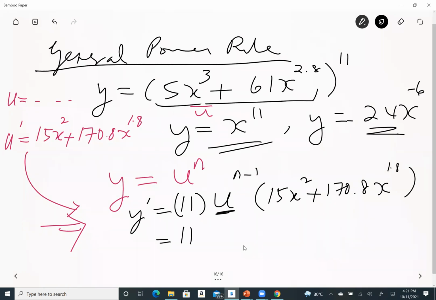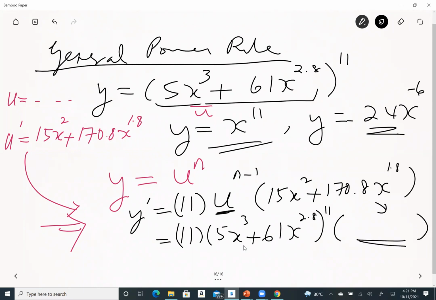So I have 11, multiplied by 5x to the power of 3 plus 61x 2.8 to the power of 11. And then you multiply by the U prime. I don't think you're going to fit that in the space, so you write down the U prime, and that is U in terms of X. So that is our solution.